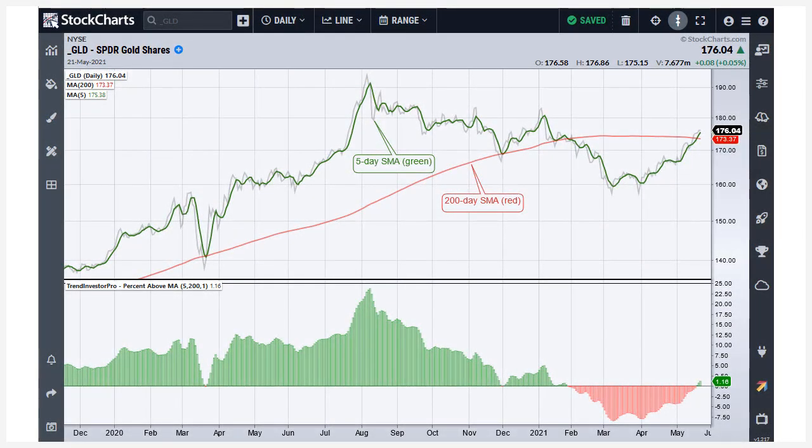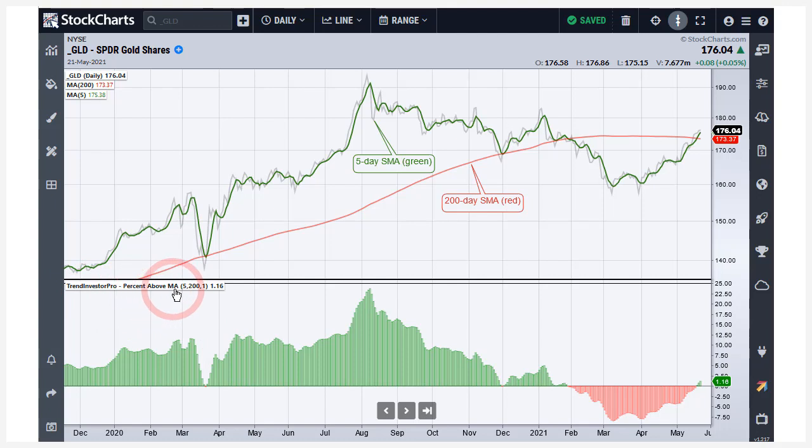Now we can reduce these whipsaws by simply using a 5-period moving average instead of the closing price. So you can see here we got some whipsaws there in January, and then we got the 5-day going below the 200-day. In other words, we smoothed the closing price with a 5-day simple moving average. And then you can chart that using the Trend Investor Pro plugin.